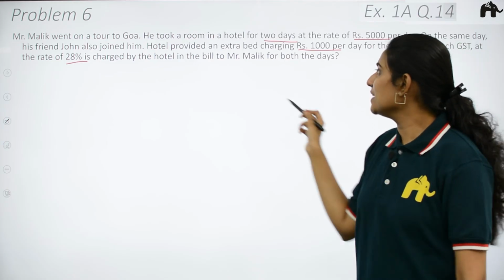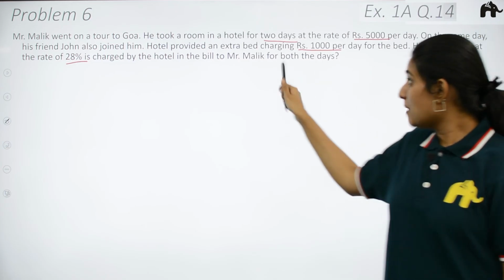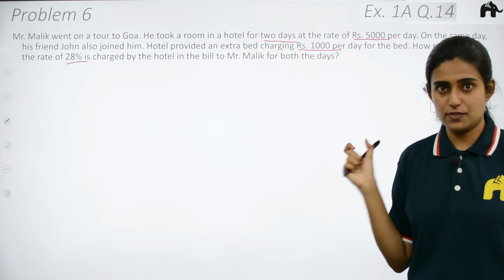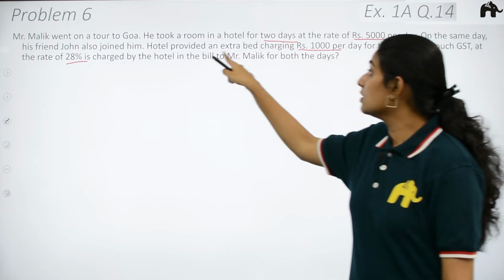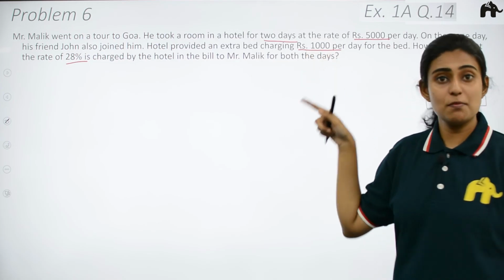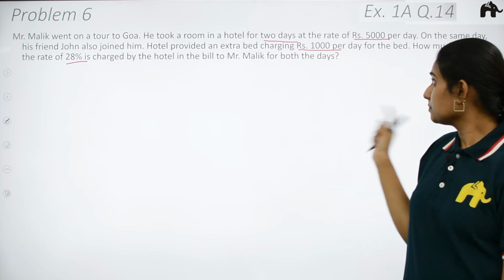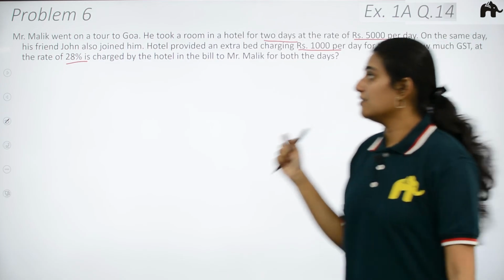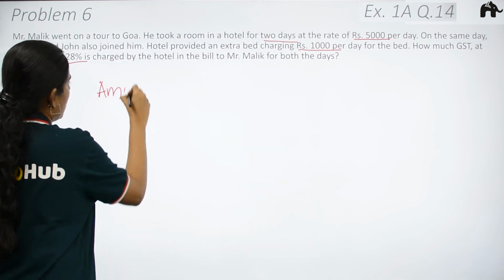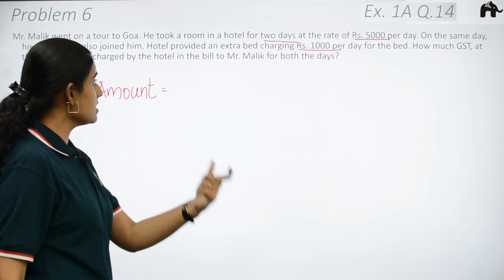Here, bill is being paid by Mr. Malik. John is not paying the bill. Malik is staying in the hotel for 2 days. Per day, 5,000 rupees for the room. Also, John had joined him. But John gets only an extra bed, that is cost of rupees 1,000 per day. He is also staying there for 2 days. First, let's calculate the total amount of bill. Total amount includes both Malik's and John's.